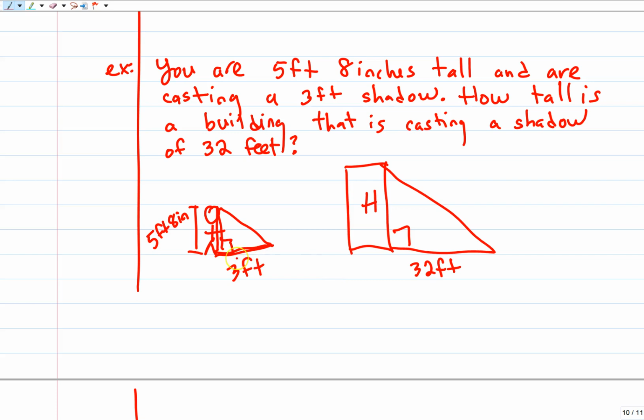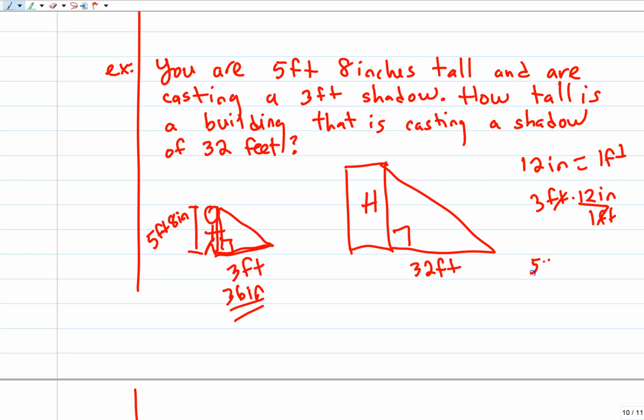The problem is I've got feet, feet, feet, and inches. So I need these all to be the same measurements. What might be easier in this situation, if you don't want to deal with a fraction, is to turn all of these into inches. You need to know that 12 inches is 1 foot. So that 3 feet would be what? Well, 3 feet times 12 inches over 1 foot. 3 feet would be 36 inches.